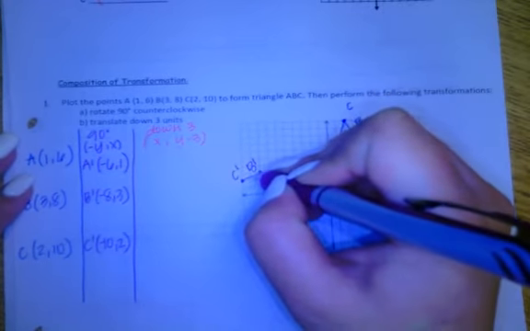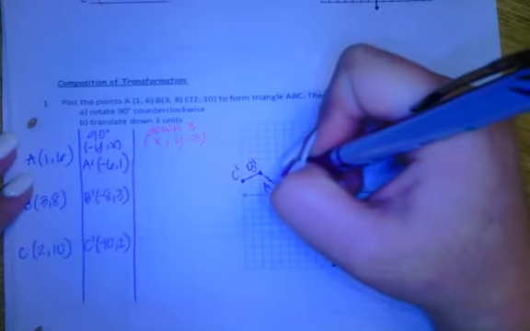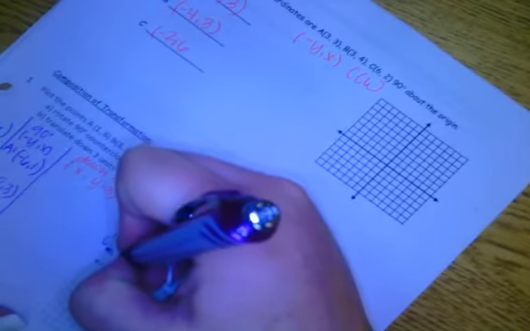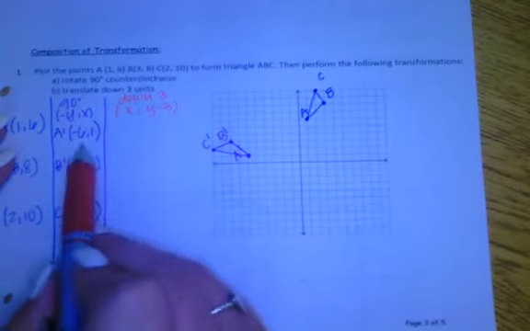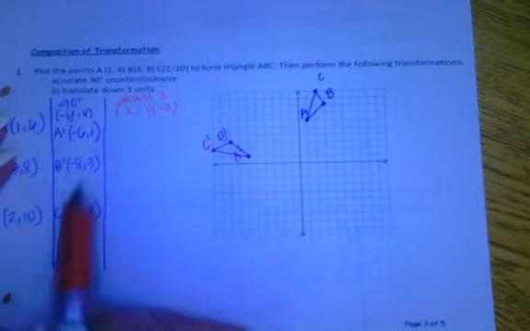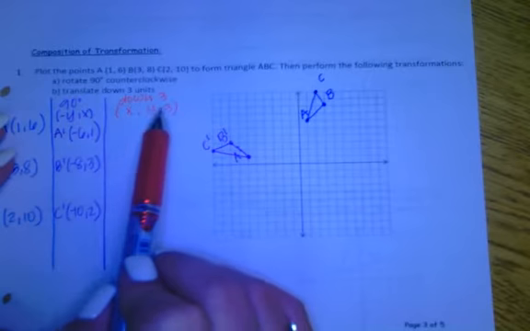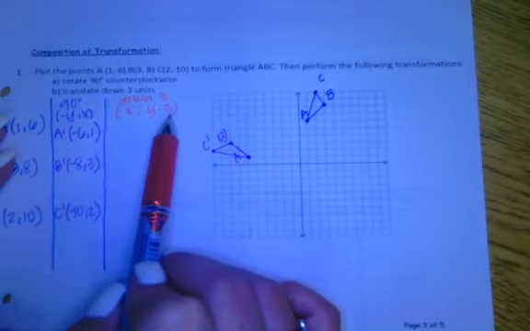So that was our first transformation, so they should just have 1 tick mark. Okay, now we're taking our new x, y values and translating down 3 units. So now we're doing x and y minus 3.